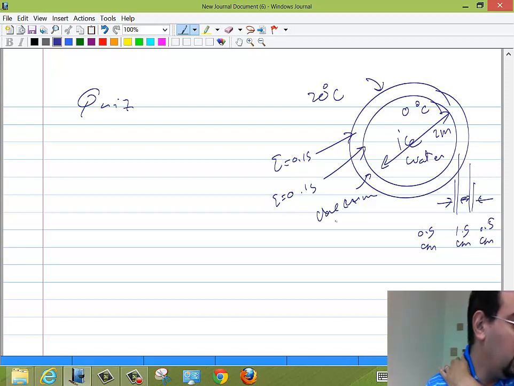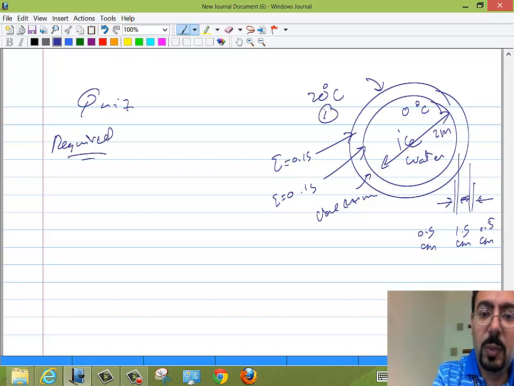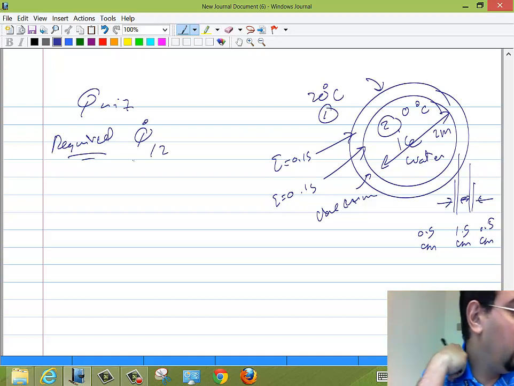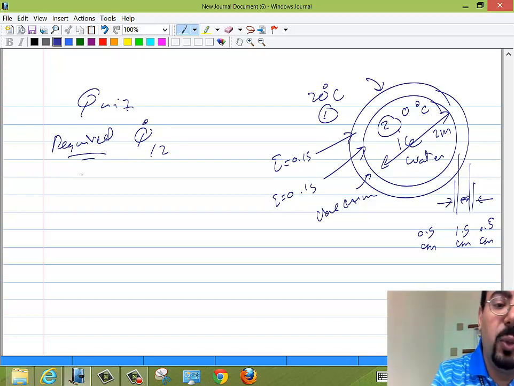The surfaces are polished, so it's really shiny, so that each surface has an emissivity of 0.15. The temperature of the outer wall is 20. Assume the inner wall to be at 0. Determine the rate of heat transfer to the ice water. So we require Q dot 12, and the amount of ice at 0 that melts during the 24-hour period, m dot ice.